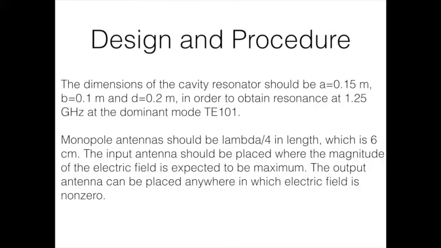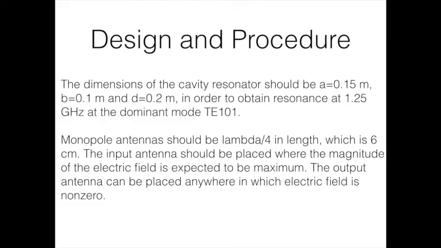So I calculated my dimensions A, B, and D using this formula, and they should be 15 centimeters, 10 centimeters, and 20 centimeters respectively in order to obtain resonance at 1.25 GHz at the dominant mode TE101. We also need two monopole antennas, one to excite the cavity resonator with the given frequency, and the second to measure the output, to confirm that there is indeed resonance at that frequency. The monopole antennas should both be lambda/4 in length, which is 6 centimeters for 1.25 GHz.